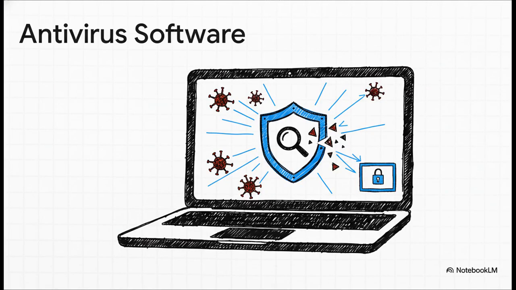So, if a firewall is guarding the gate to your whole network, antivirus software is like the personal security guard for your device itself. It's always scanning for any malicious software, like viruses, that might have slipped past the gate, and it works to find them and get rid of them before they can do any harm.